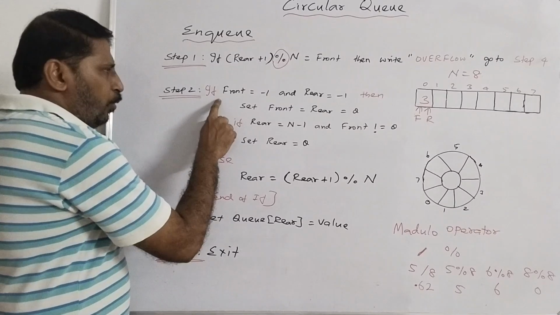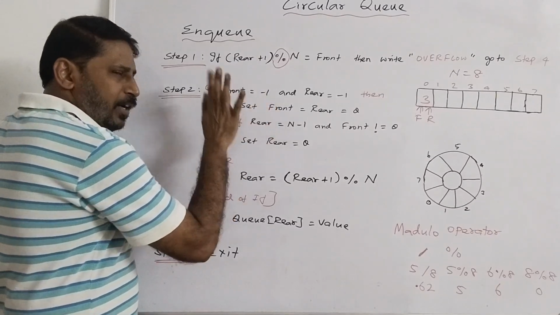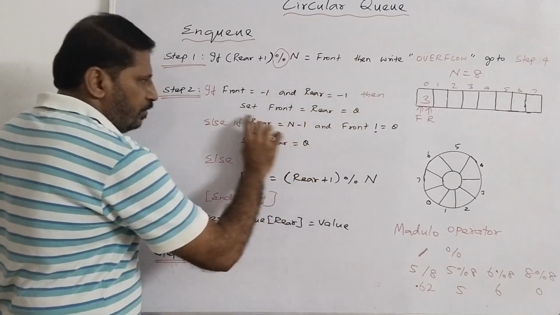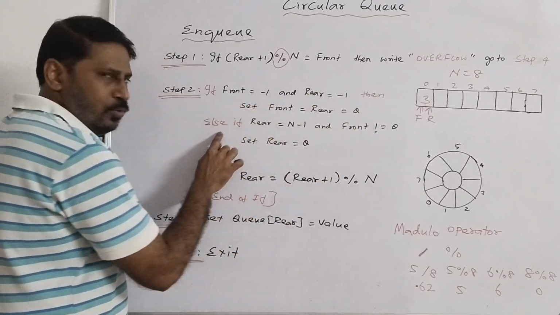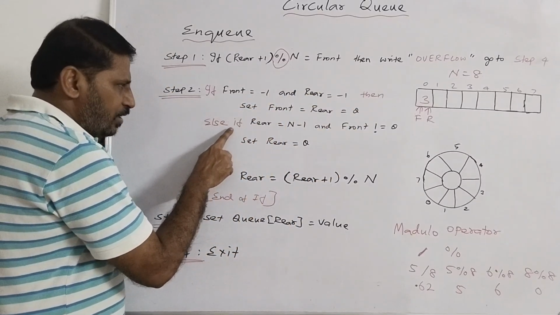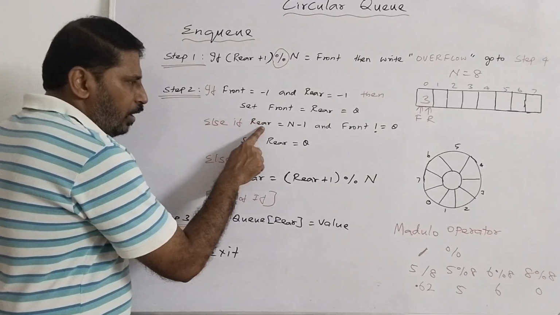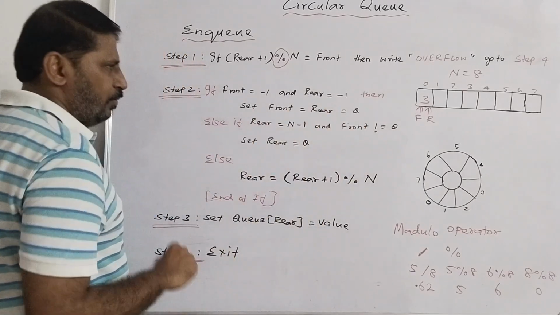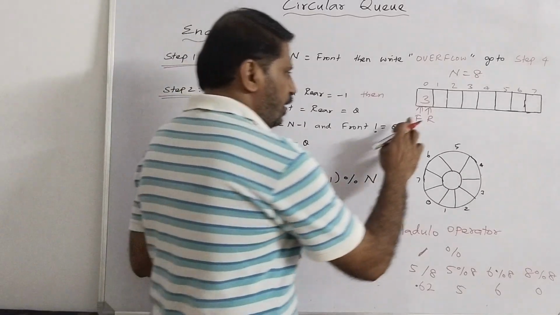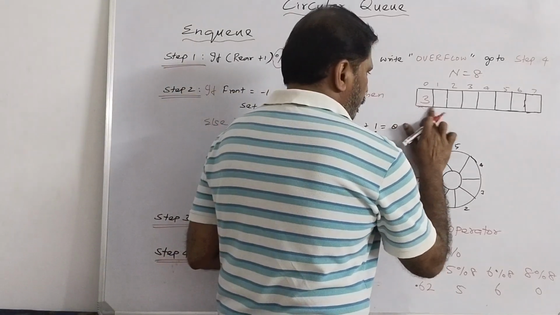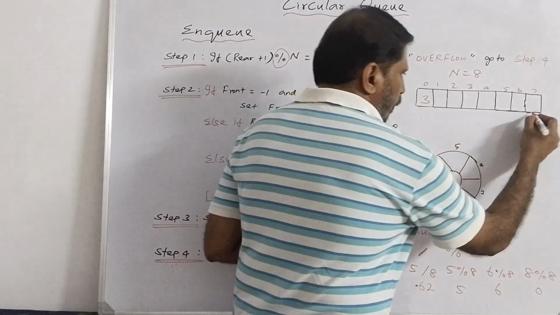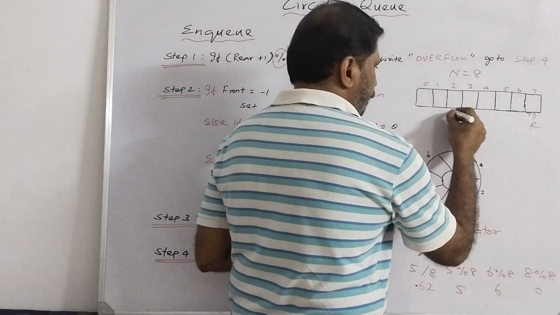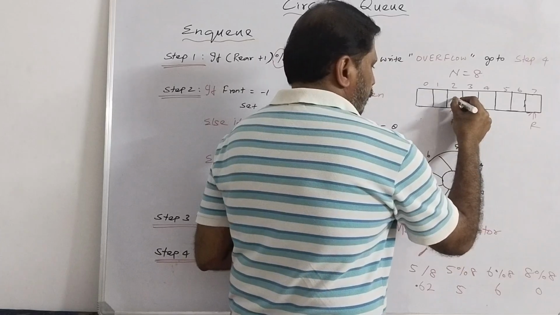Suppose front not equal to -1 or rear not equal to -1, this scenario is not executed, and it comes to the else if. What is the condition here? Else if rear equal to n minus 1 and front not equal to 0. Suppose rear equal to n minus 1, rear is here, front is not 0, front is also here. Just think over this.